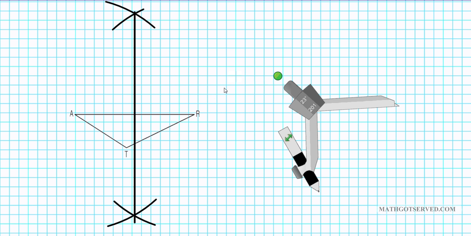All right. Now, I'm just going to go ahead and label it a little bit so you can understand what's going on here. So let's call this A, segment AD.